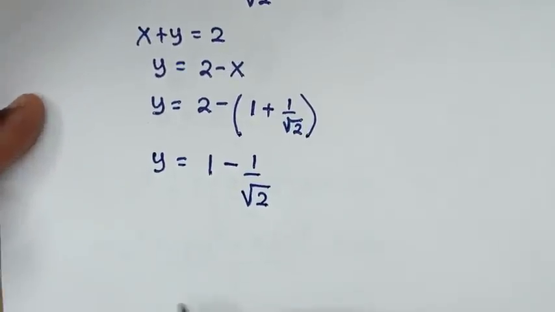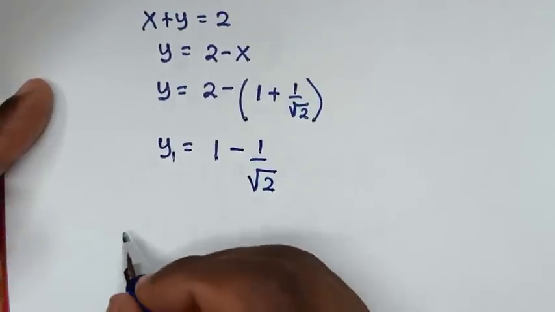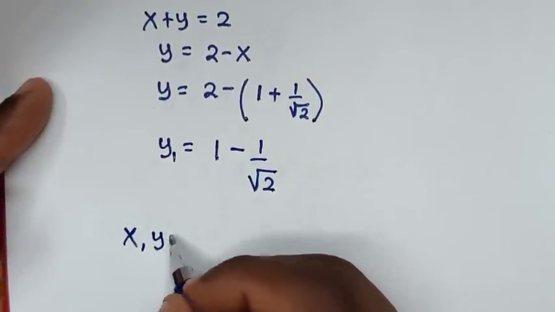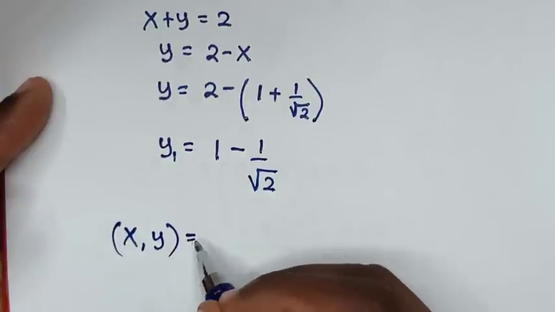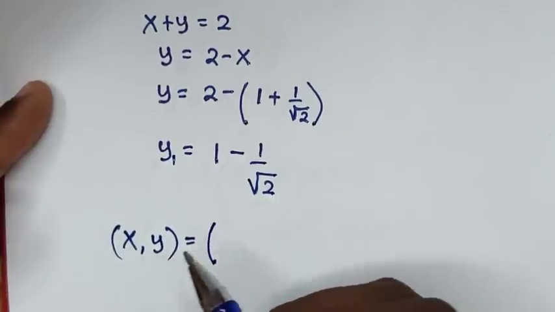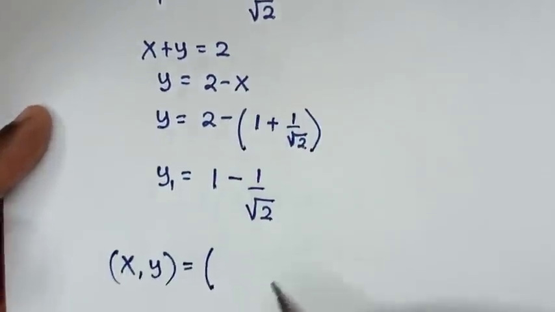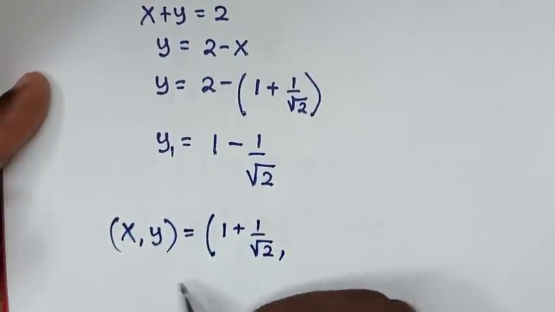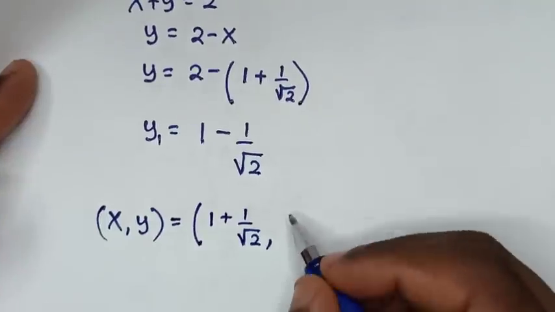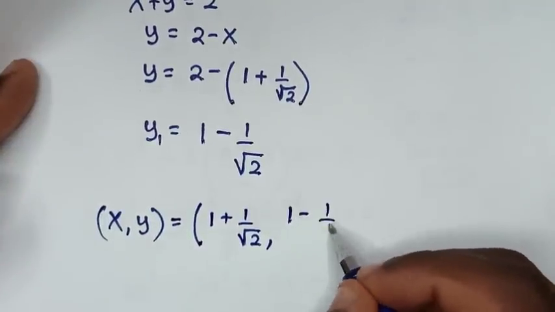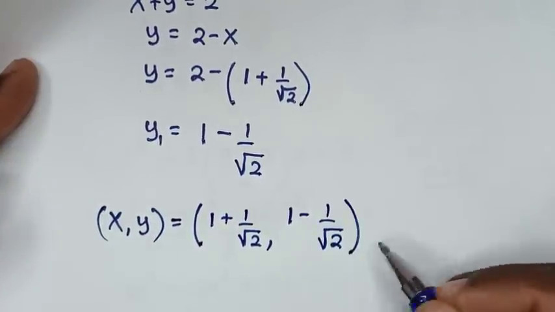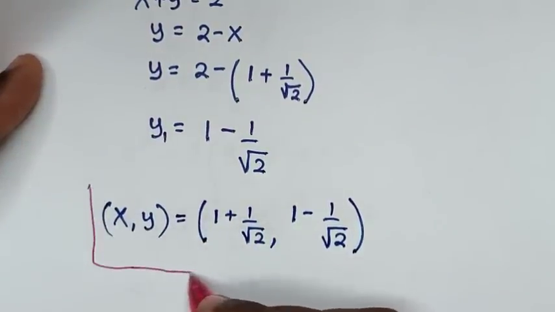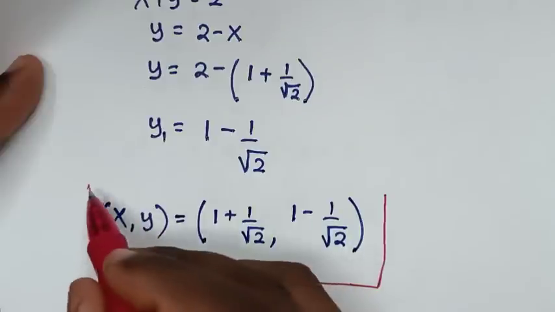So for the first solution, this is y1, the first value of x. Let's say x comma y is equal to, for the value of x, it is this, so it will be 1 plus 1 over square root of 2, comma y, which is 1 minus 1 over square root of 2. So this is one of the solutions.